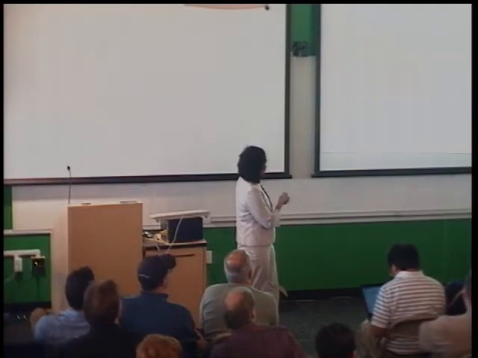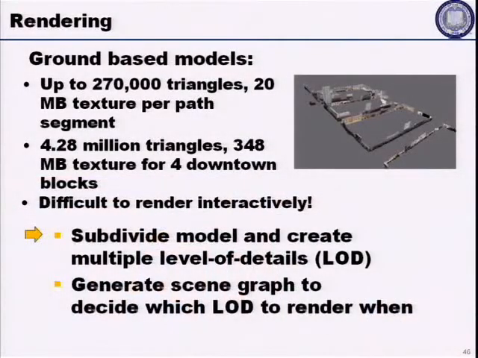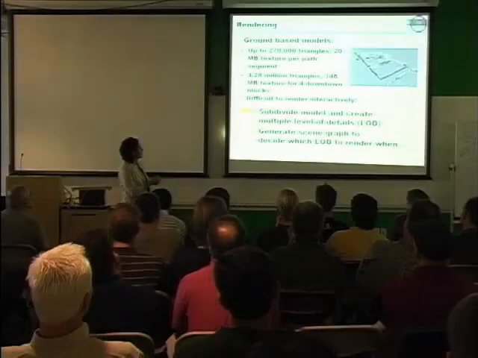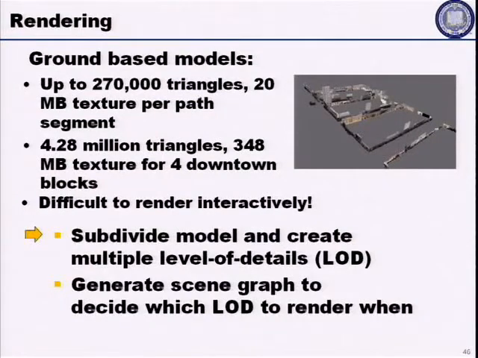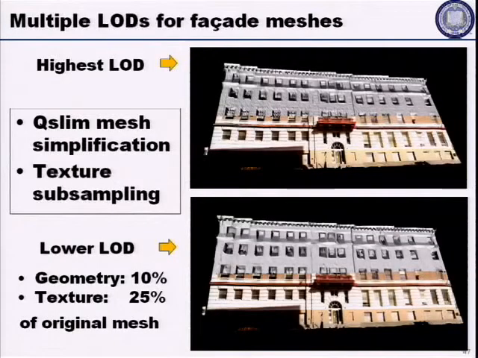Anyway, so the ground-based models, the per path segments, have roughly 270,000 triangles or 20 megabytes of texture. So many million triangles for 4 downtown blocks, about 4 million, and 400 megabytes of texture. So these are all difficult. So you have to build what's called levels of detail and generate scene graphs to do that. And sure enough, we applied techniques like QSLIM to go from something more high resolution like this to something low resolution. Here, the geometry is 10% of this one, and the texture is 25% of the original.